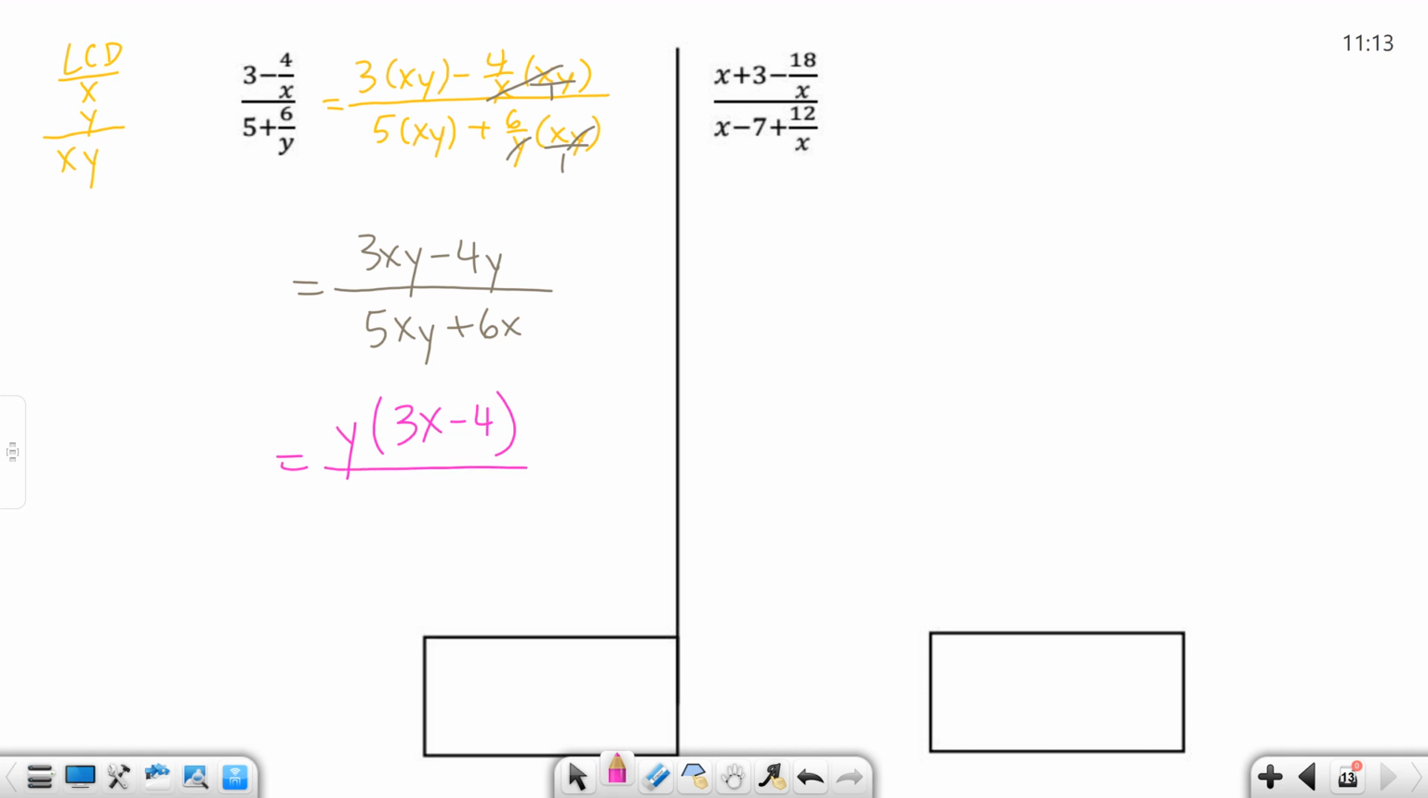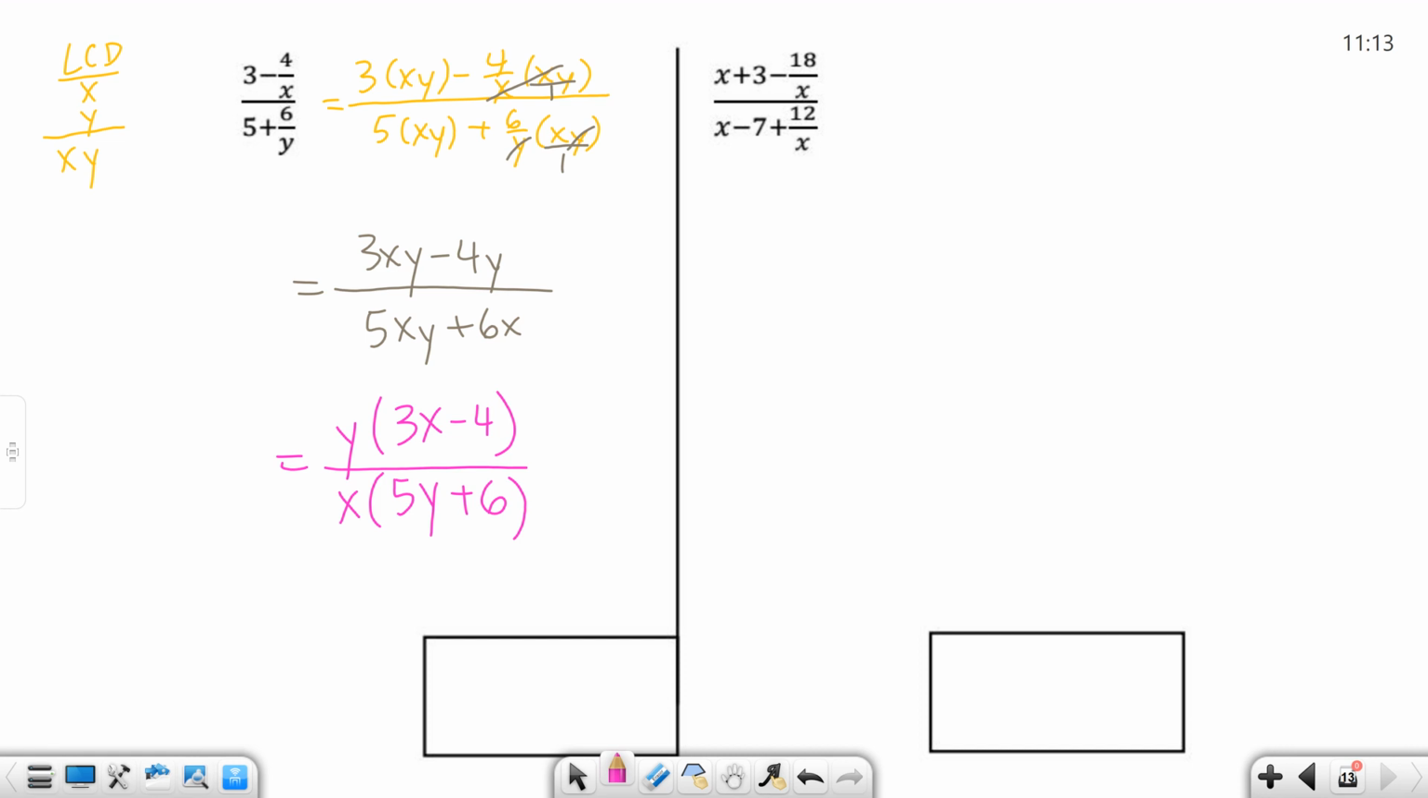So in the bottom, in the denominator, what do these two terms have in common? Well, they have an x in common, right? So take that x out, and I'm left with 5y plus 6. And again, there's nothing else that comes out. Can anything divide out here? No, it cannot. The x and the y aren't the same. The 3x minus 4, it's 5y, nothing's the same.